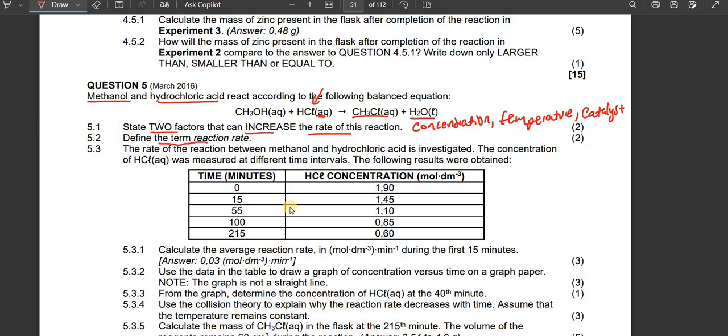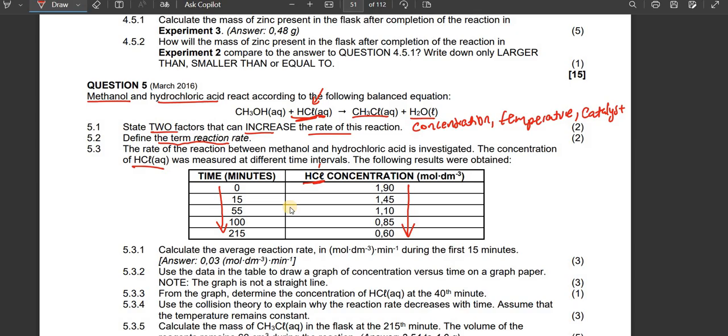Now, define the term reaction rate, you know the definition. Then this is what they came up with, right? They measured the concentration of HCl at different times. So let's see what is happening. From T0 to 215, the concentration of HCl, which is your reactant, usually should it increase or decrease? It should decrease because it's a reactant. That's why you see that it's decreasing here.